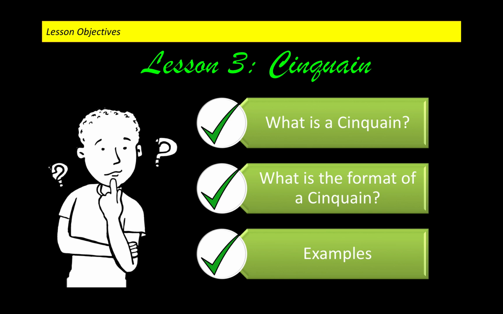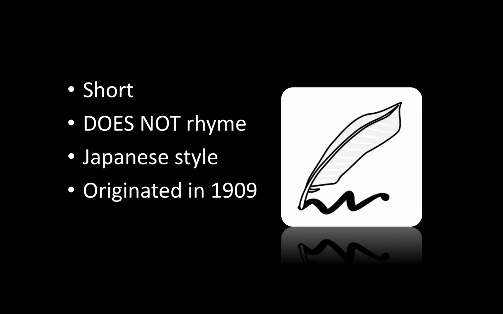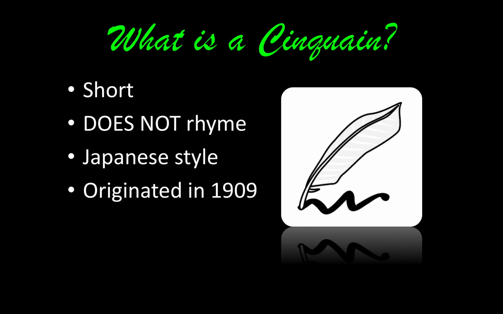For our third lesson, we're going to look at cinquains. So the very first thing we're going to look at is what a cinquain poem is. A cinquain is short. It does not rhyme. It's Japanese style, just like haikus, and it actually originated in 1909. Now, although cinquains are usually short, they are not as short as a haiku, so it's usually going to have more than 3 lines.